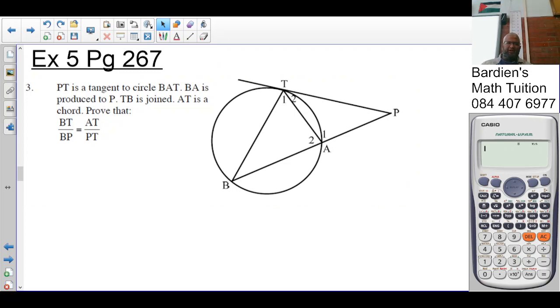Okay. In number 3, we are told that PT is a tangent to the circle BAT at T. Normally they would say at T. But if there's a tangent, what do we know? If PT is a tangent, what do we know? T2 is equal to B. Then we are told that BA is produced to P, so it's extended to P.